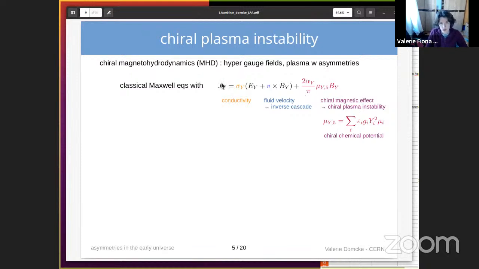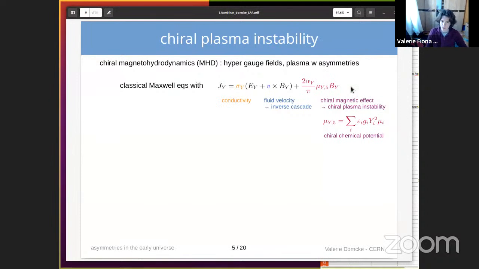So this is a contribution to the current, which is proportional to the chemical potentials, a particular linear combination of the chemical potentials, which is called the chiral chemical potential. Basically, what I'm doing here is summing over all the chemical potentials of all my particle species. And the prefactor here is the helicity, the multiplicity of that species, and the hypercharge of that species squared. So this is the definition of the chiral chemical potential, which enters in this equation. And this current here is proportional to the magnetic field.